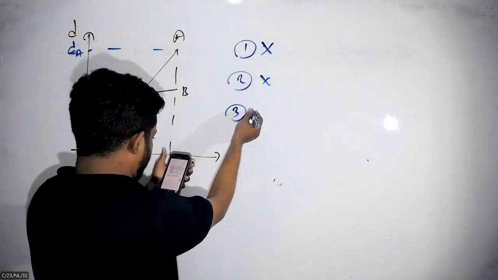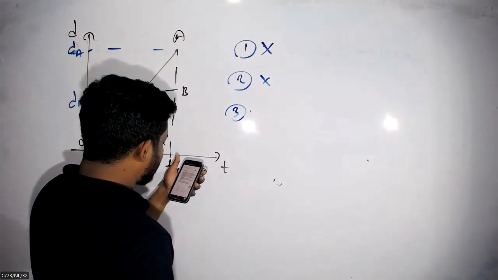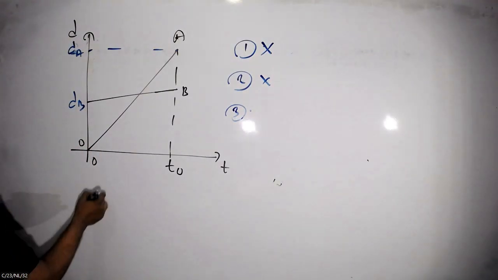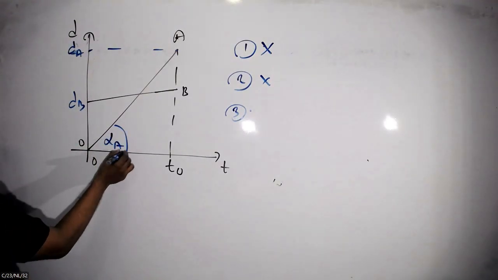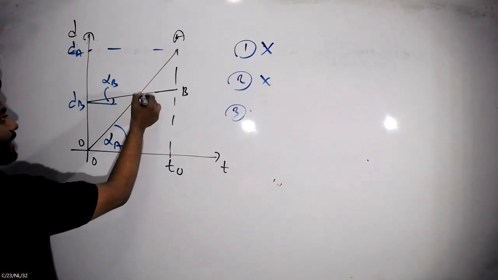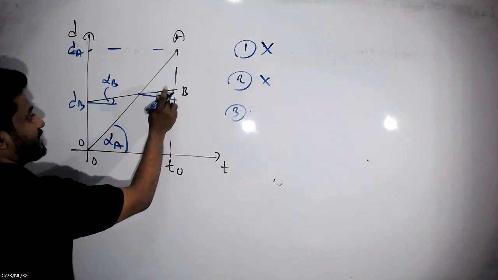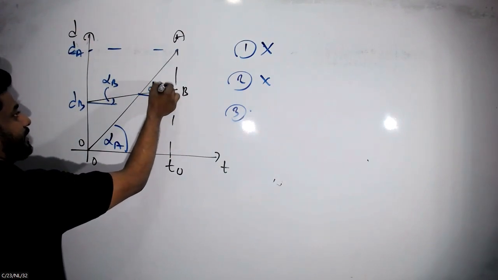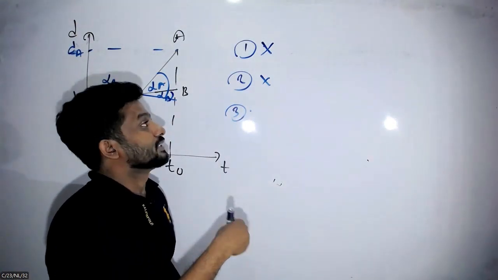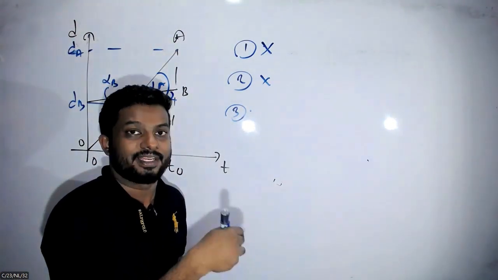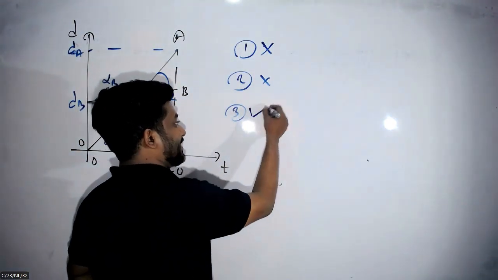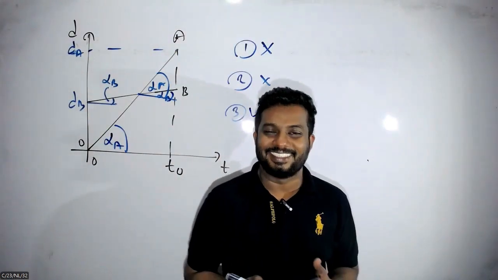Then the third choice: object A has a greater velocity than B. Consider the gradient. Alpha A and alpha B are acute angles. You can observe that alpha B is less than alpha A. Alpha A is greater than alpha B. That means the gradient of the A curve is greater, so the velocity of A is greater than the velocity of B. Therefore, the third one is correct. Therefore, the answer is the third statement.